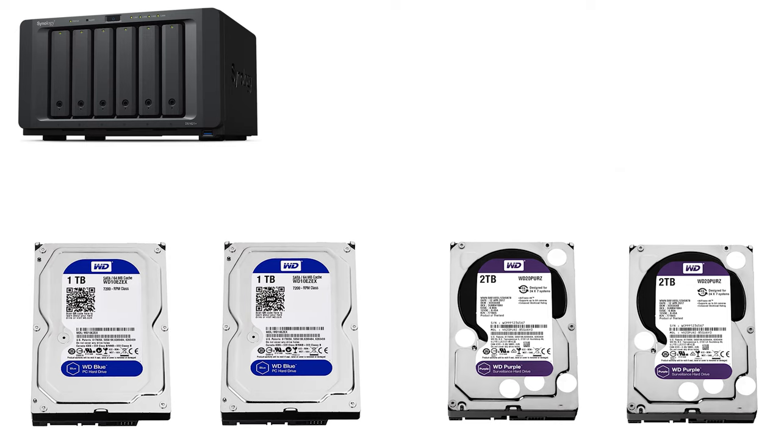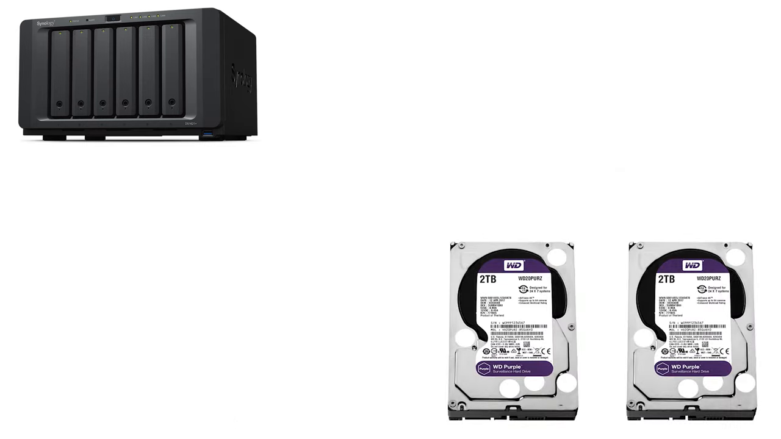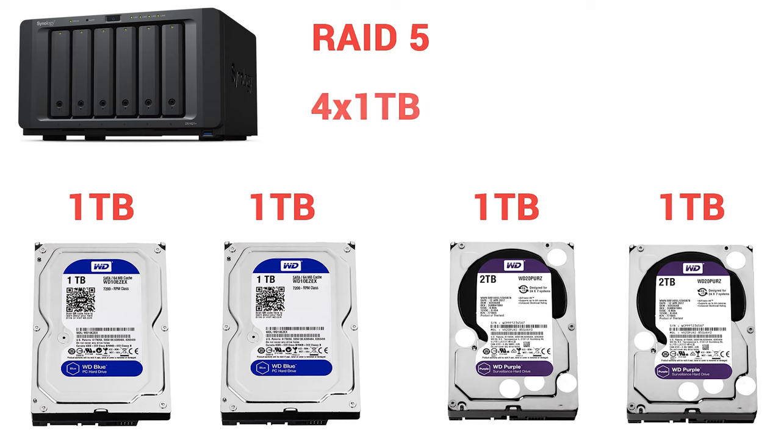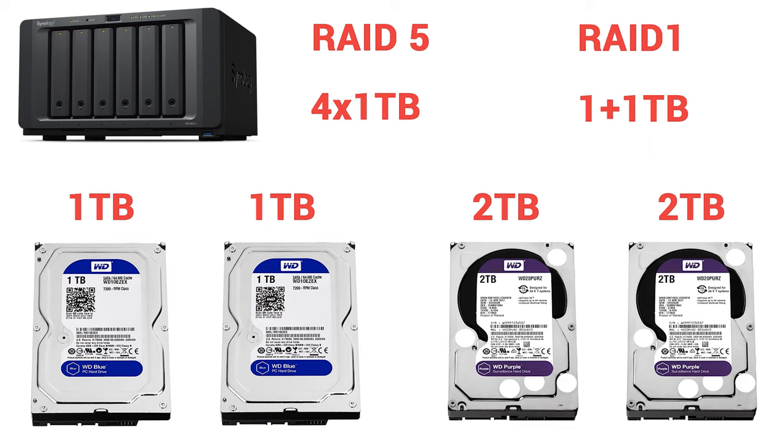So, how does it work? Suppose your Synology NAS has four hard disks, two 1TB disks and two 2TB disks. In this case, your NAS creates a classic RAID 5 using four pieces of disk space, 1TB each. For such classic RAID 5, some disk space, two pieces of 1TB each, remains unallocated. However, with the hybrid RAID, these two pieces will be integrated into a mirrored RAID 1. After that, the two arrays will be automatically combined into a single storage system.